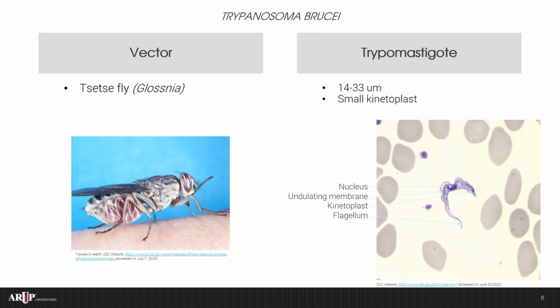Trypanosoma brucei trypomastigotes have a small kinetoplast located at the posterior end, a centrally located nucleus, an undulating membrane, and a flagellum running along the undulating membrane, leaving the body at the anterior end. Trypomastigotes are the only stage found in patients and range from 14 to 33 microns. Next, we will discuss Leishmania.